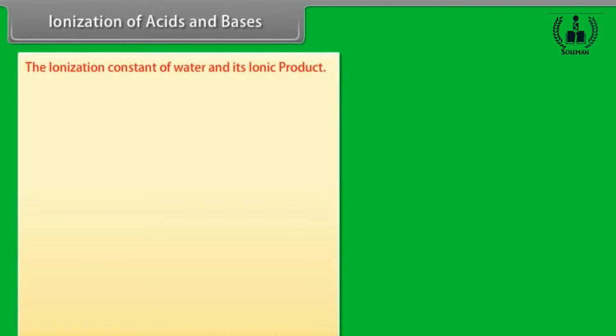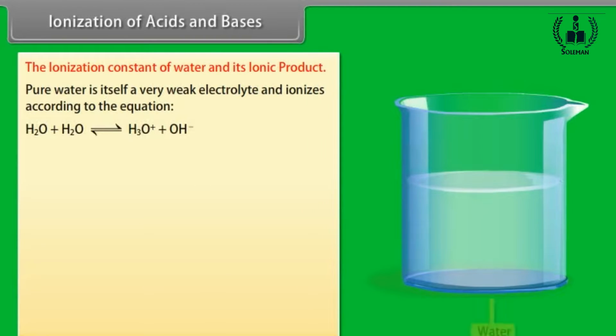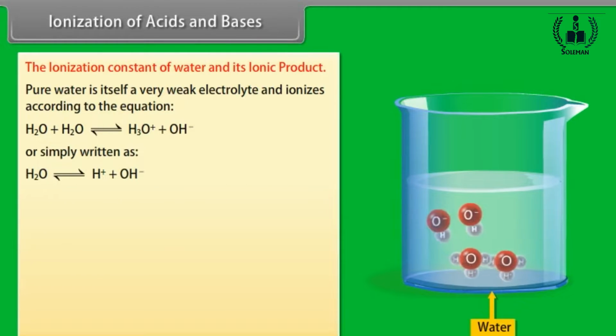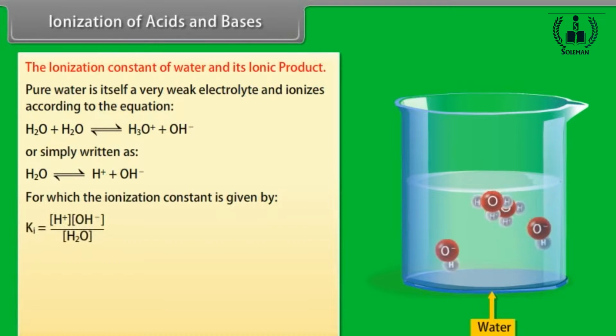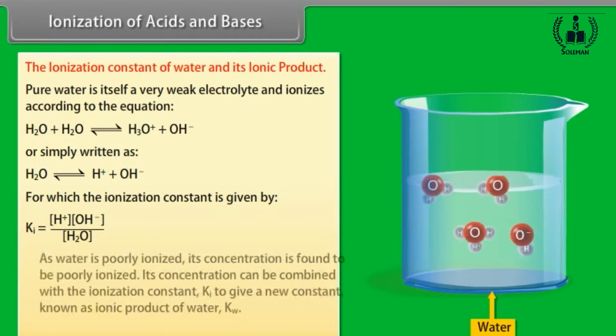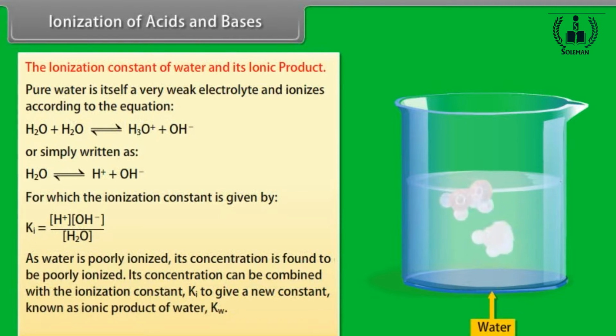Ionization of acids and bases. The ionization constant of water and its ionic product. Pure water itself is very weak electrolyte and ionizes according to the equation, or simply written as, for which the ionization constant is given by Ki is equal to concentration of H+ into concentration of OH- by concentration of H2O. As water is poorly ionized, its concentration is found to be constant.